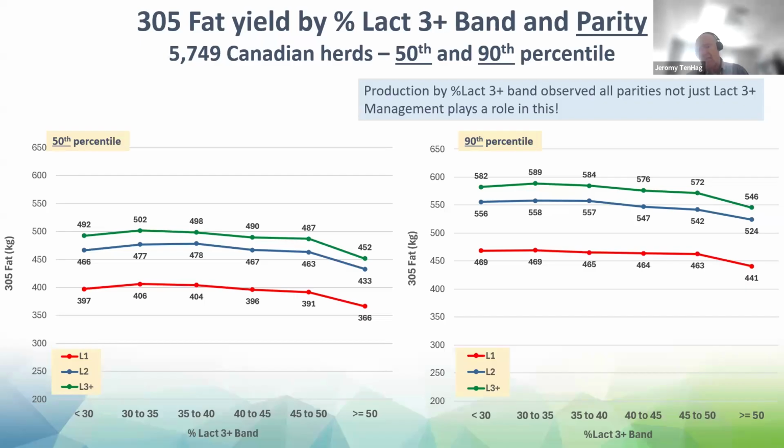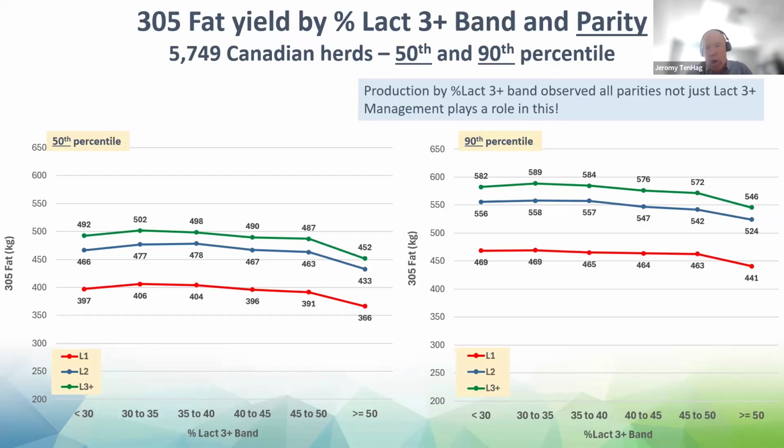The other thing that we've done the last few years when we've been looking at this kind of data is look at 305 yields for all the parities, not just the older cows, not just the herd level, but look at all the parities. And is there a difference in production across parities based on the percent lactation 3 plus in the herd categories? And on the left-hand side, we have 50th percentile, or I put in air quotes, average numbers. And then on the right-hand side, I show you top 305 fat numbers for all the categories for each of the parities. And you'll notice the trend is the same.